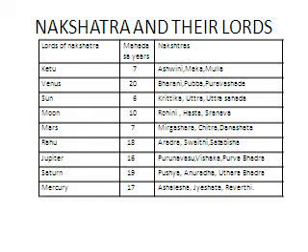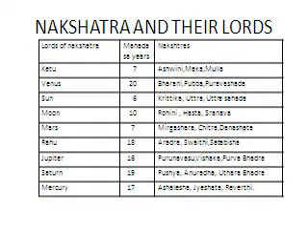In the first slide, we have nakshatras and their lords. Ketu rules over Ashwini, Makha, Mula, and the number of years is 7. Venus rules over Bharani, Pubbha, Purvashada, and the number of years is 20. Sun rules over Kritika, Uttara, Uttarashadha, and the number of years is 6.